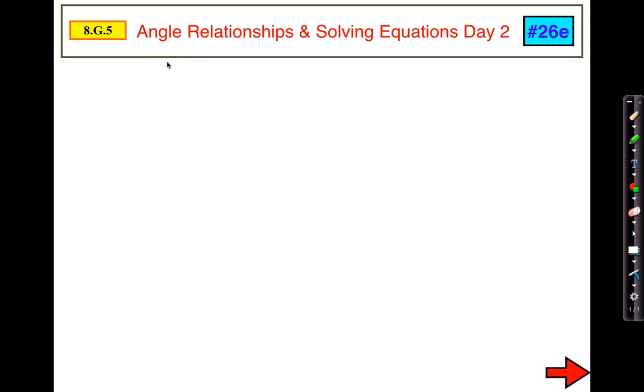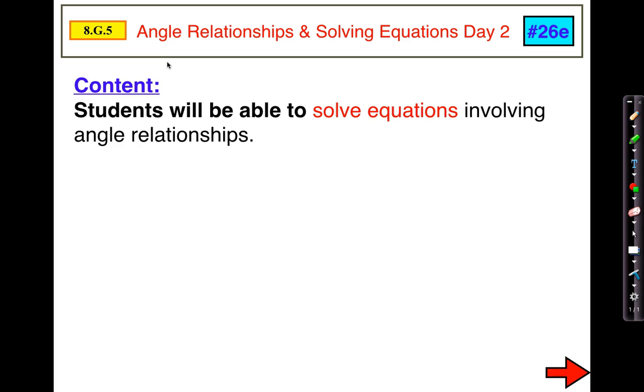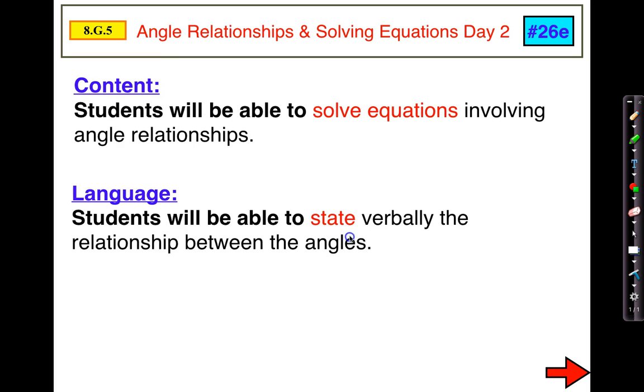Welcome back. Today we're going to be talking about angle relationships and solving equations. This is day number 2. Our content objective is students will be able to solve equations involving angle relationships. Language objective is students will be able to state verbally the relationship between the angles.